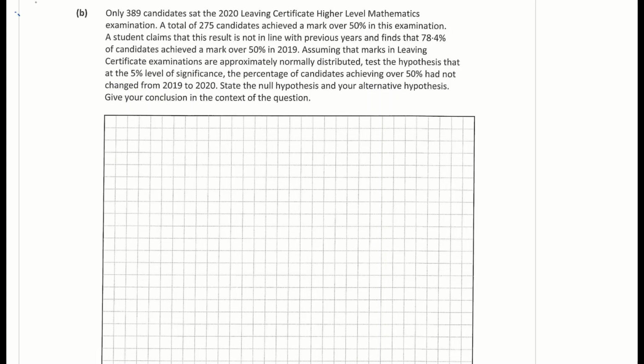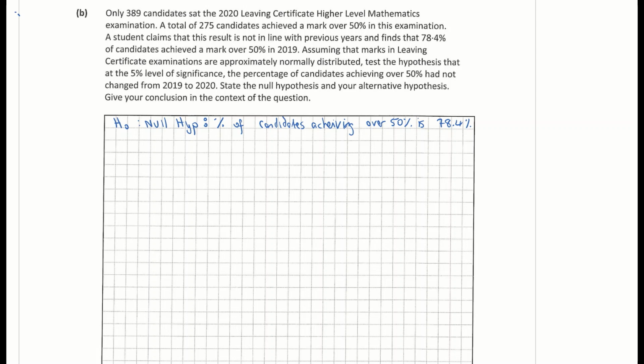Okay, so it's heavy with text there, but it's basically asking us to do a hypothesis test. To do your hypothesis testing, the first thing you need to do is state your H0, your null hypothesis. My null hypothesis here is that the percentage of candidates achieving over 50% is 78.4%. That's the claim by the student in the question.